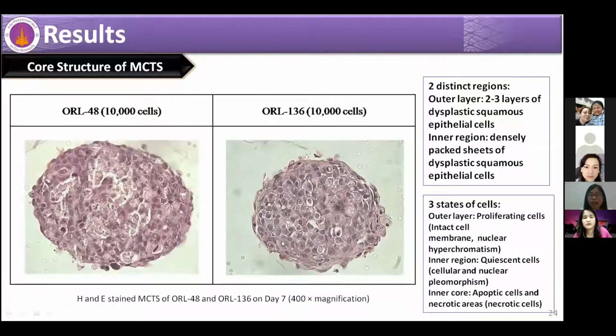And then you can see 3 types or 3 states of cells as described in literature. The outermost 2 to 3 layers are called proliferating cells, and the inner one is called quiescent cells. And we can also observe a few apoptotic cells, as well as some areas of disintegrated cells, which could be a necrotic core.